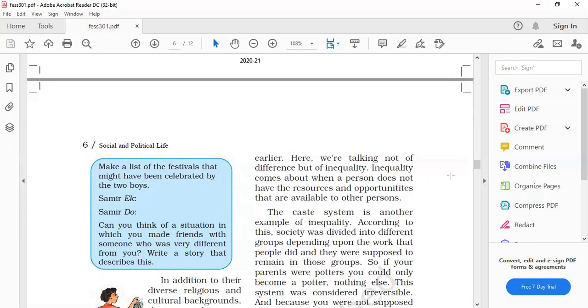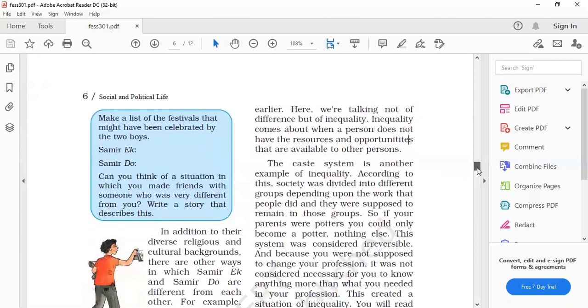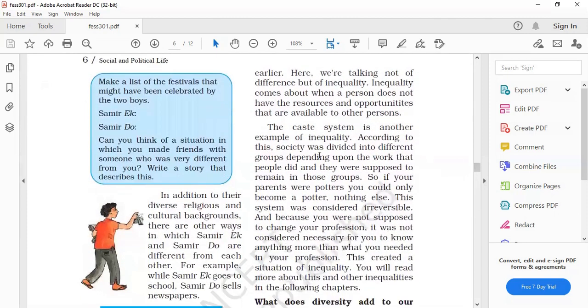Another major thing to underline is the caste system. The caste system is another example of inequality. So you can get questions like: justify the statement that the caste system is another example of inequality. You have to answer this with the entire paragraph, or here you can get a simple question, what do you mean by the caste system.